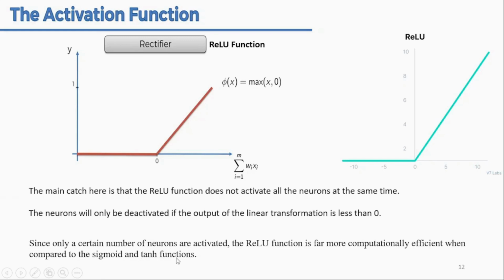Because in the tanh and sigmoid functions, every output value will be checked, but in this case a simple checkpoint will be there: if a value is less than 0 it will not be activated, and if the value is greater than 0 it will be activated.